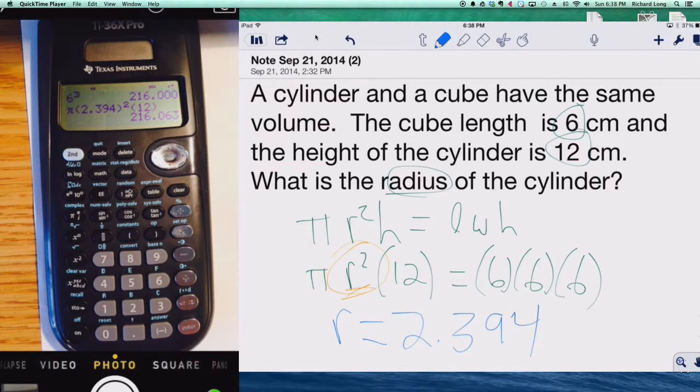Okay, so that's an example of using the numeric solver to solve equations in a problem. Of course, you still have to learn how to do inverse operations and do things algebraically, but this gives you another strategy to solve when you're doing problem solving.